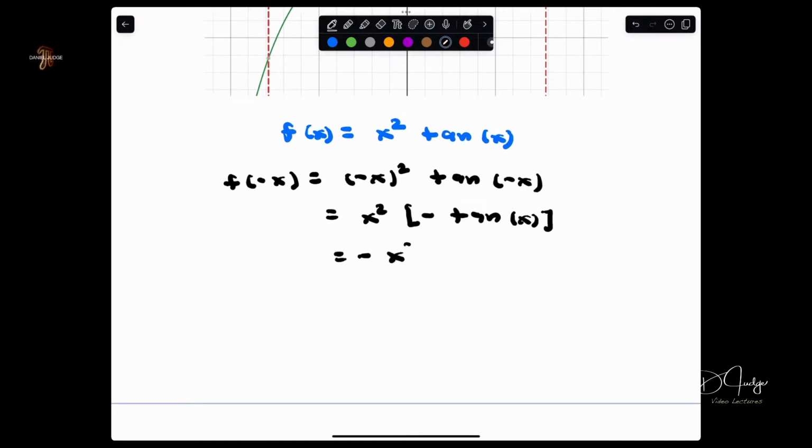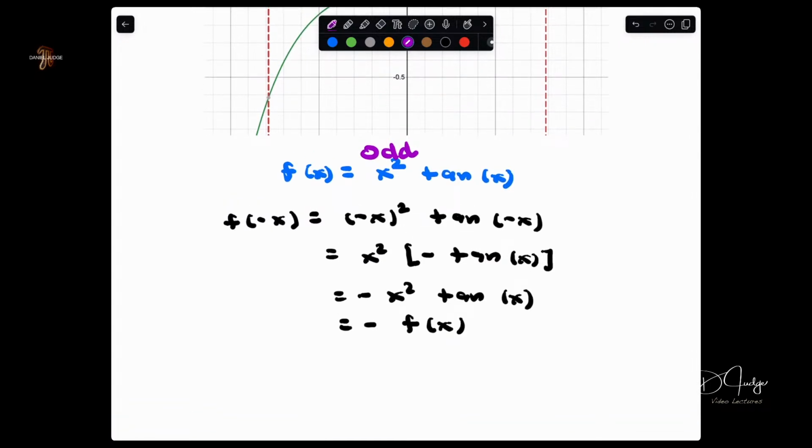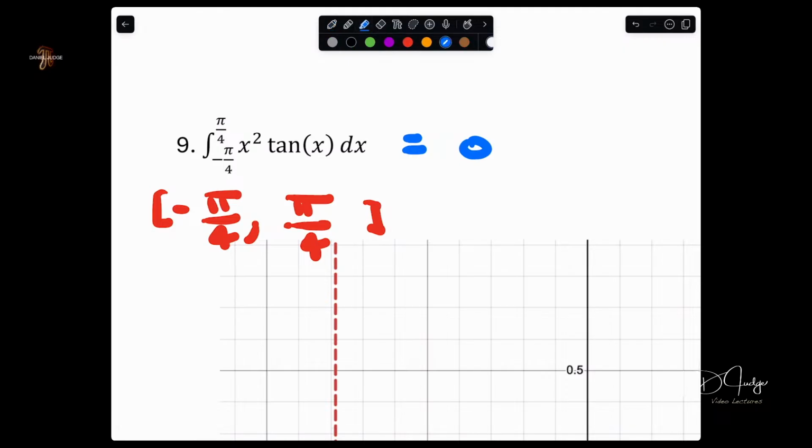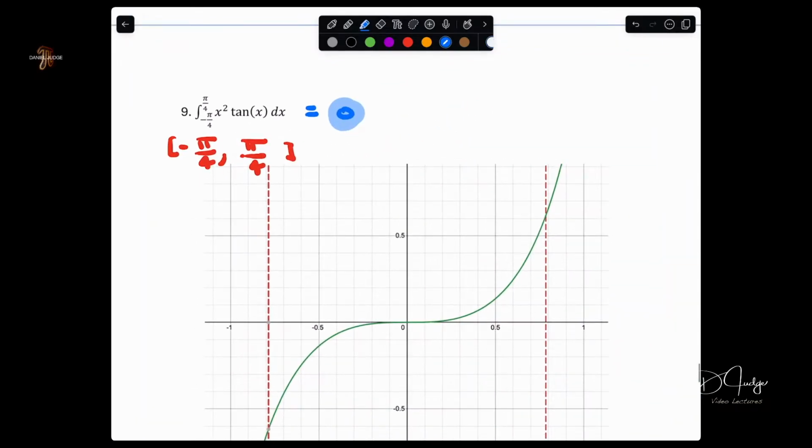We get minus x squared tangent x, which means we get minus f of x. And sure enough, this is an odd function. That's essentially the proof. So because this is an odd function over a symmetric interval, we don't have to integrate. We know the answer is 0, taking advantage of the function being odd over a symmetric interval.